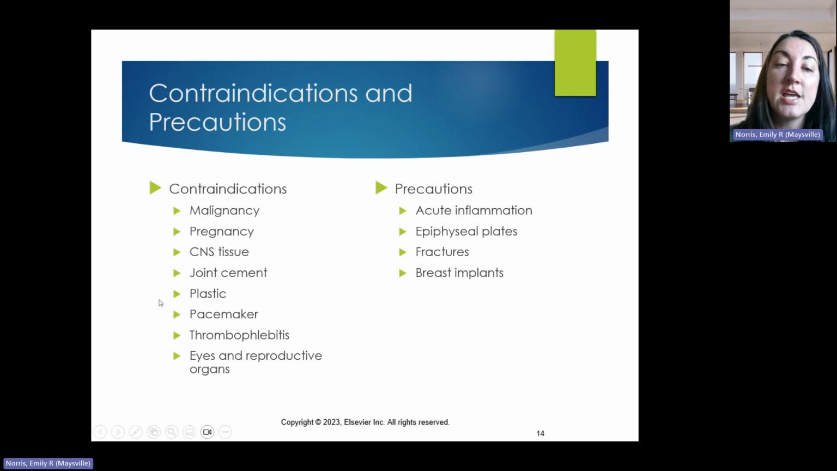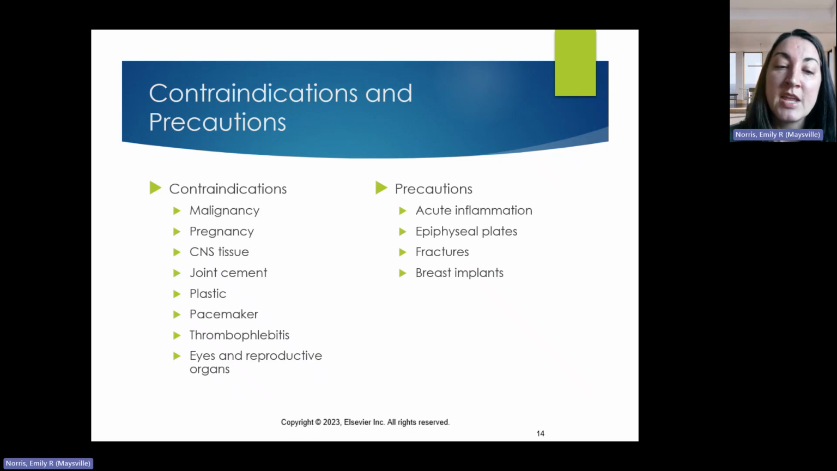So contraindications, if there is cancer, pregnancy, typically that's a contraindication for all of our modalities. We don't do an ultrasound directly over central nervous system tissue, so we don't do it on the brain or directly over the spinal cord. If there is cement holding a joint together, like there has been a joint replacement, we don't do it over that area or over areas that have plastic or metal. Remember, metal heats up faster and could cause some type of a burn. Plastic could possibly melt with the thermal effects.